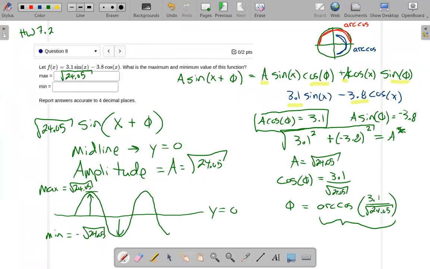So it is pretty cool that if we have a sum or difference of a sine and a cosine, that we can always rewrite it as a simple sine function. Well, not that simple, but a single sine function. How about that?